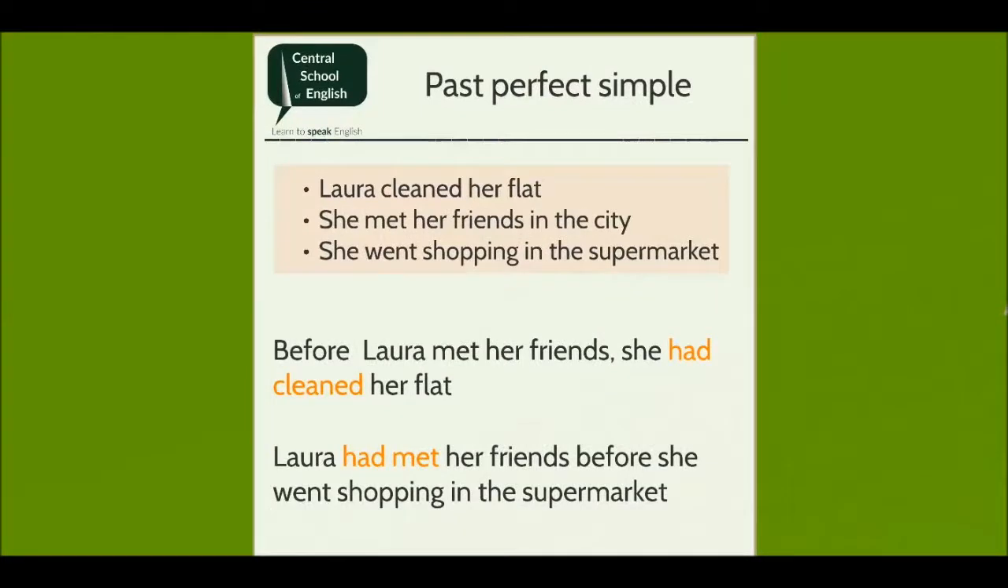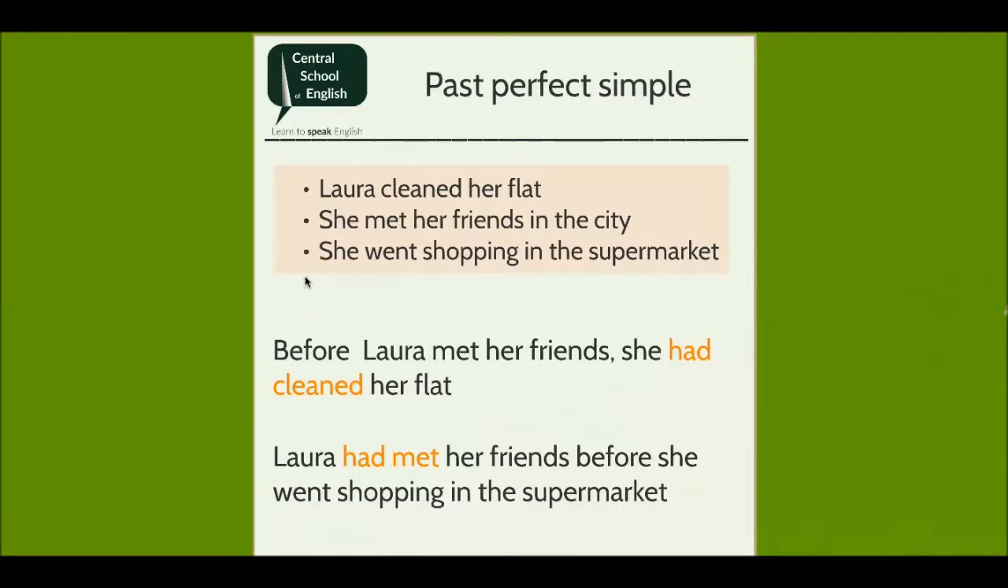Let's look at another example of how we use the past perfect tense to make it clear that one action happened before another action in the past. Here is Laura's timetable for last weekend. First, Laura cleaned her flat. Then she met her friends in the city. Later, she went shopping in the supermarket.